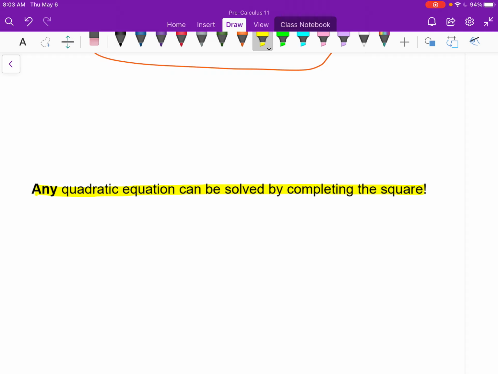If an equation can be solved, you can solve it by completing the square. And so, hence the importance of this. Literally any quadratic equation can be solved by completing the square. However, in reality, there are a few examples in which completing the square is a little bit cumbersome, and we will see that. But any quadratic equation can be solved this way.